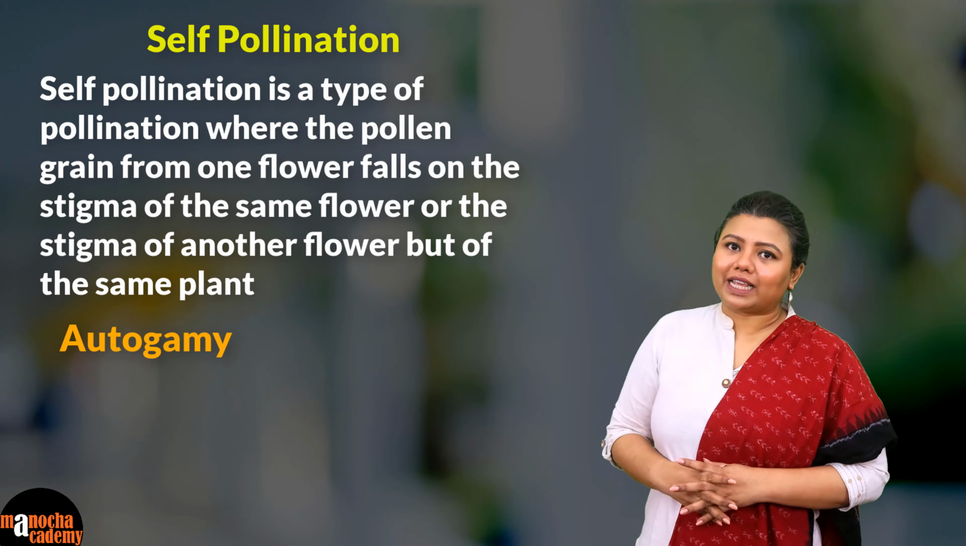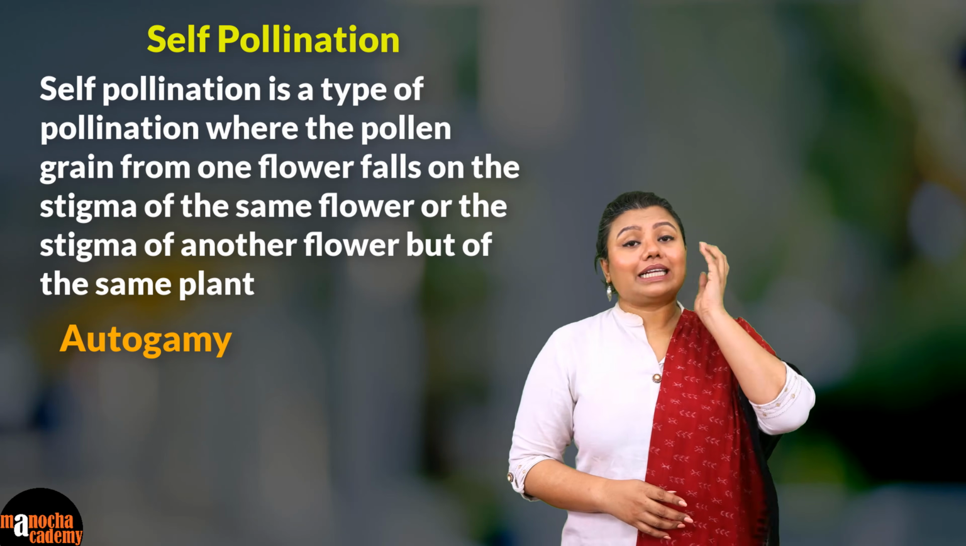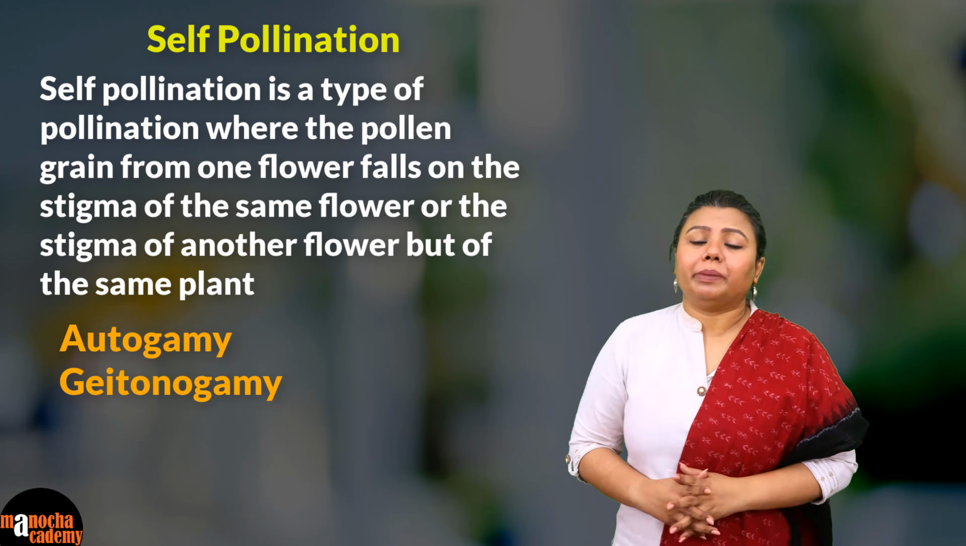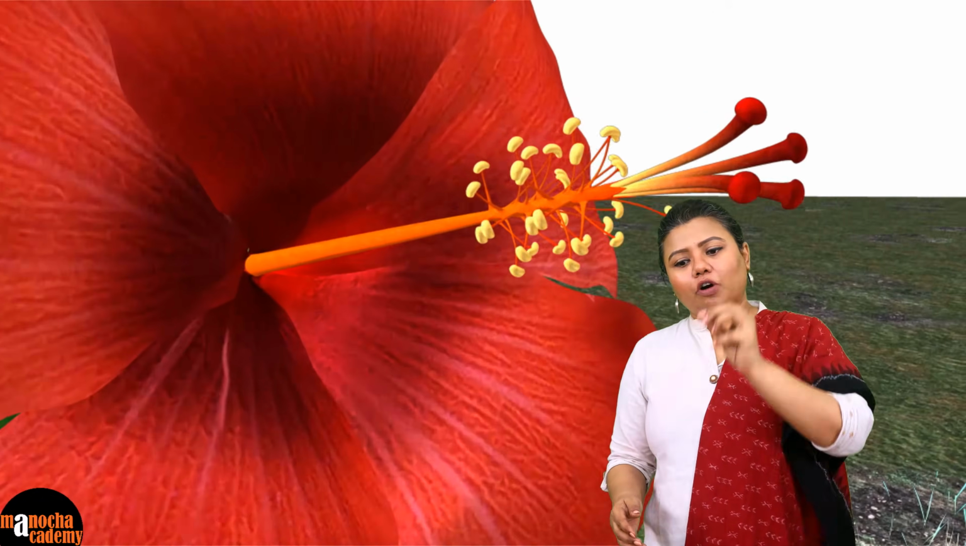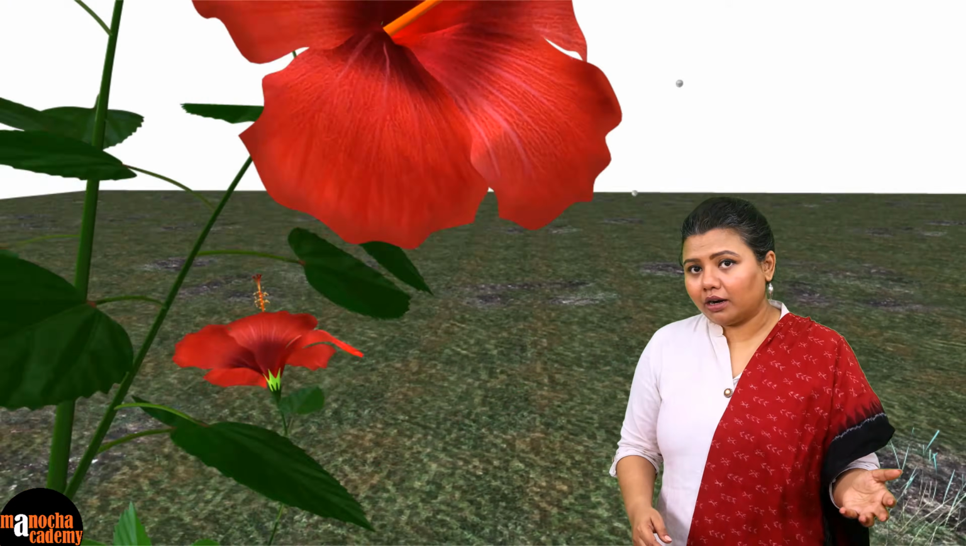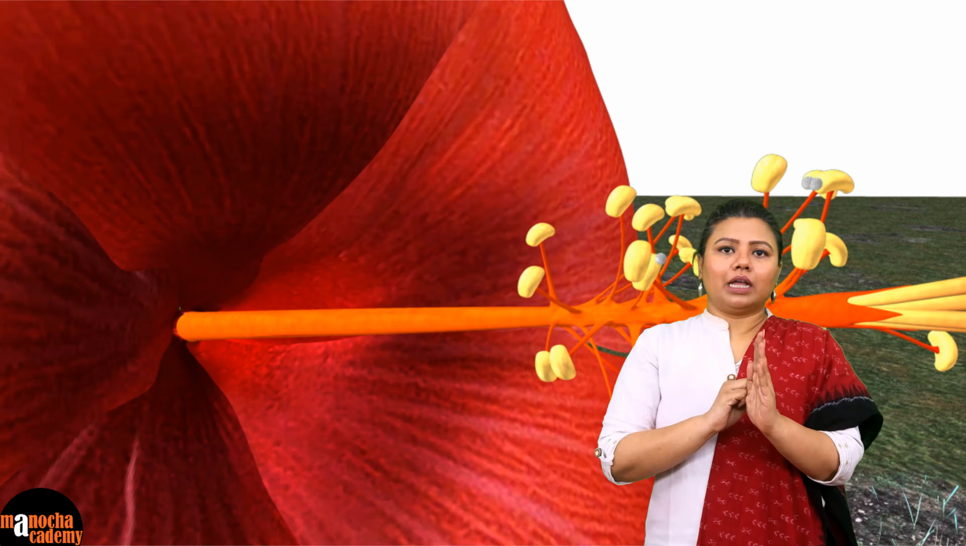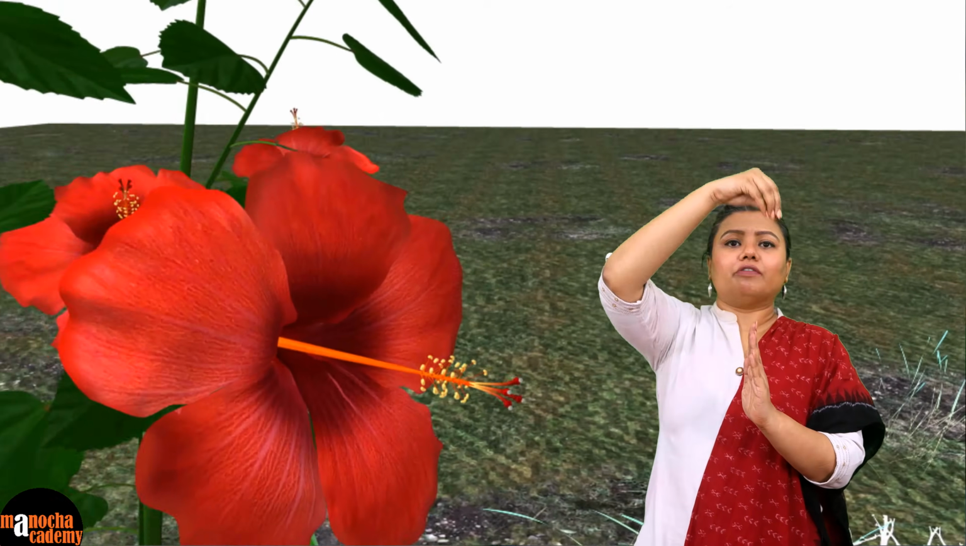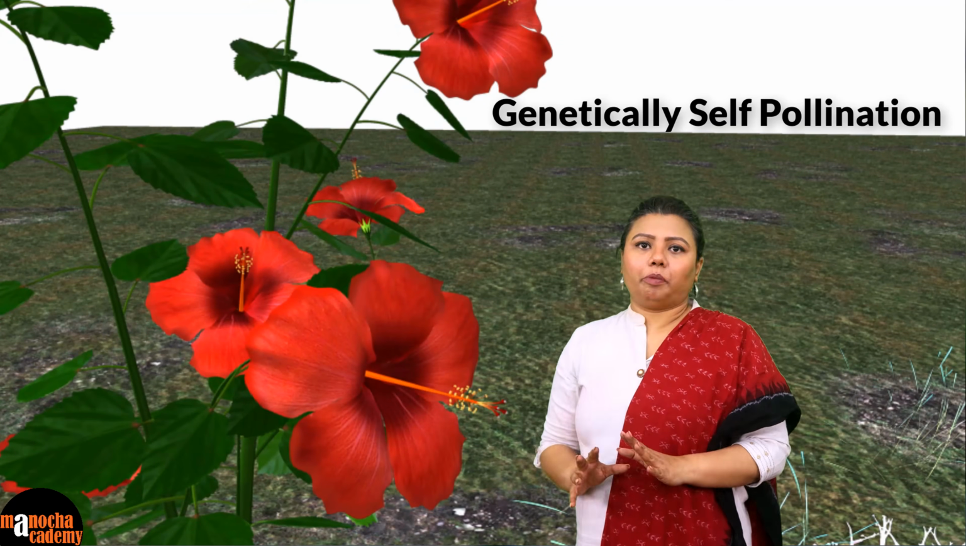The other type of self-pollination is known as geitonogamy. In geitonogamy, we see that the pollen grain from one flower is falling on the stigma of a different flower which is present or born on the same plant. So basically you have one plant which has both male and female flower, and from the male flower the pollen grain is falling on the stigma of the female flower attached to the same plant. Now this is also genetically self-pollination.